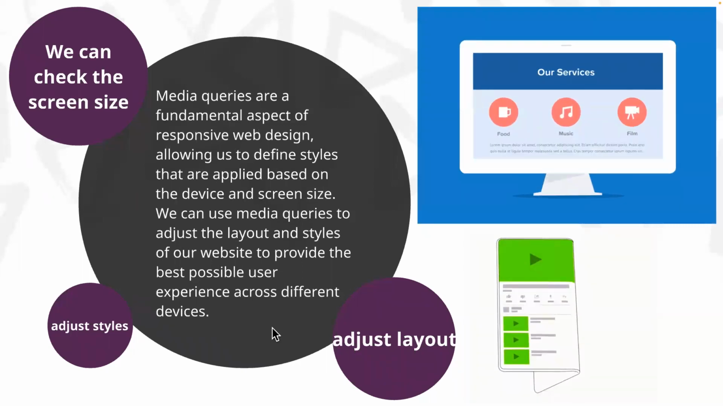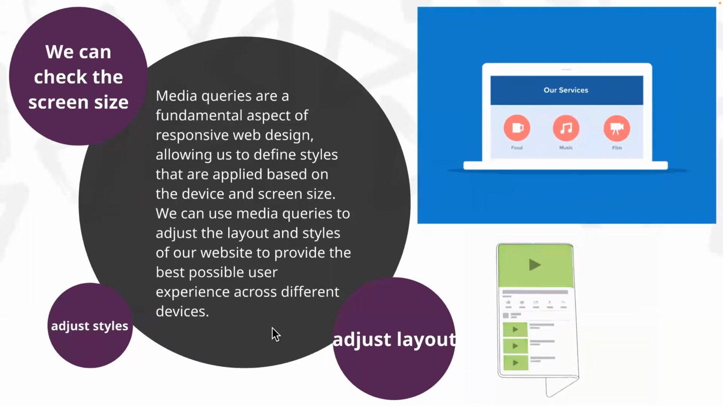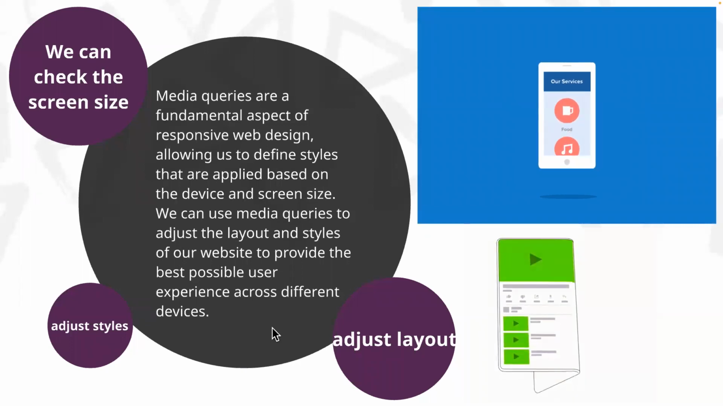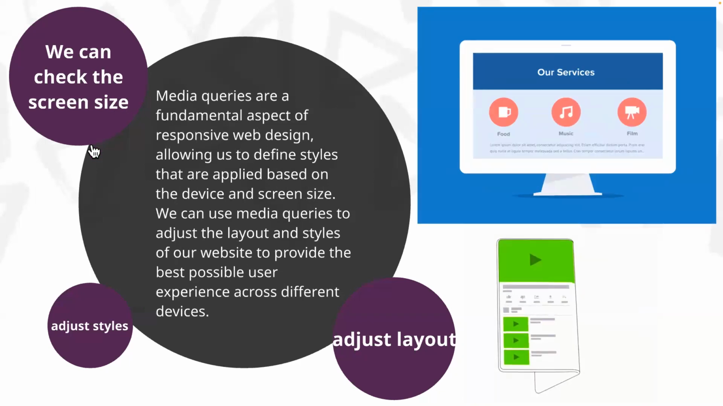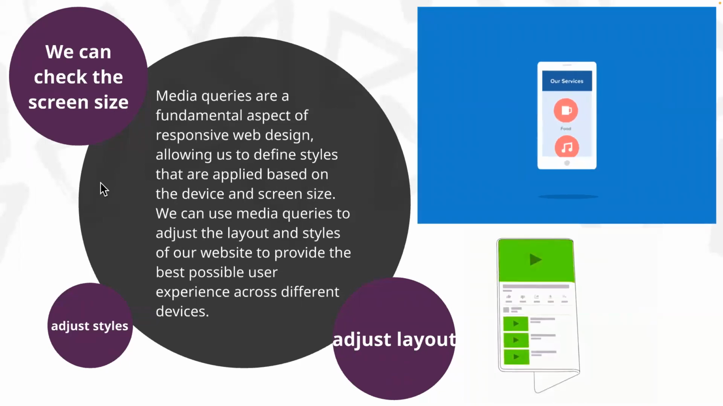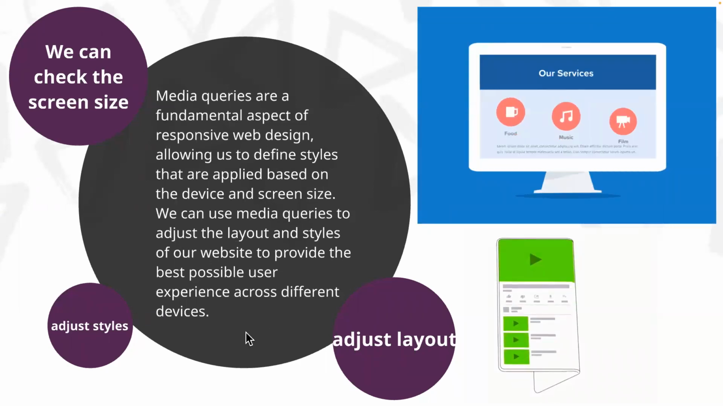We can use media queries to adjust the layout and styles of our website and to provide the best possible user experience across different devices. We can check the screen size using CSS, we can adjust the styles based on that screen size, and we can also adjust the layout.